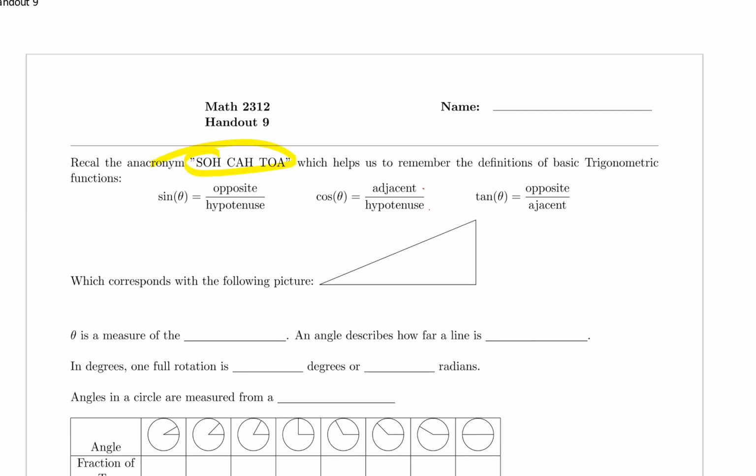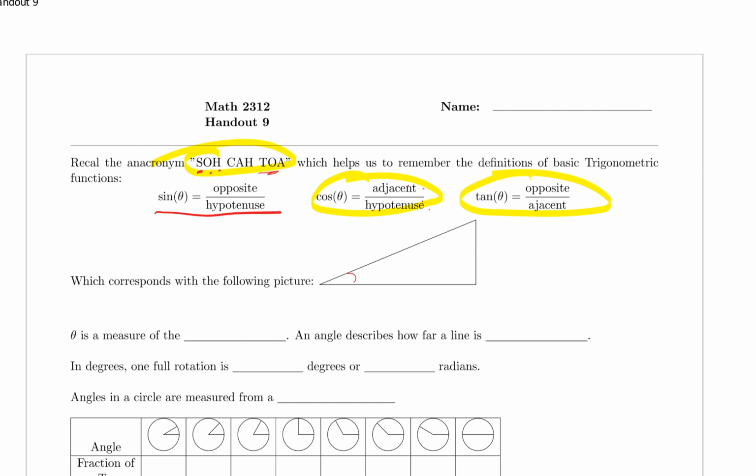SOHCAHTOA, right here. And that basically stands for sine is the opposite over hypotenuse, which we have here. And then we've got this guy over here, the cosine, which is the adjacent over hypotenuse. And then we finally have the tangent right here, which simply means that the tangent is defined as the opposite over adjacent. Okay, and I'm sure we all understand this. Let's go ahead and look at this as a picture.